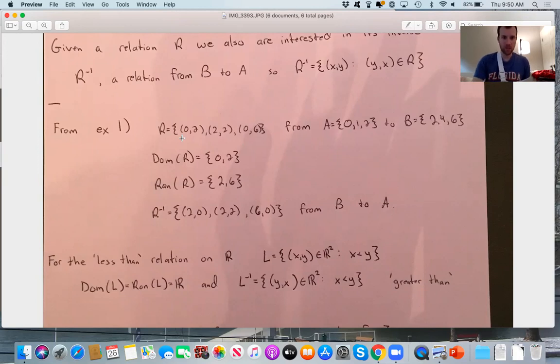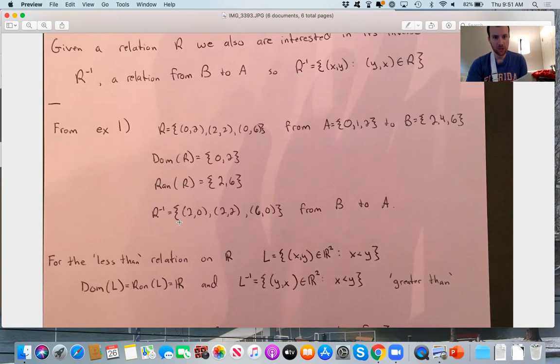A similar process can show us that if we talk about the range, these are all the second coordinates. We get 2 and 2 again, so that's nothing new, but then 6. So the range is just 2 and 6. And again, the middle element of the set B isn't in there. 4, while it's in B, is not actually a second coordinate for this relation, so it's not in the range.